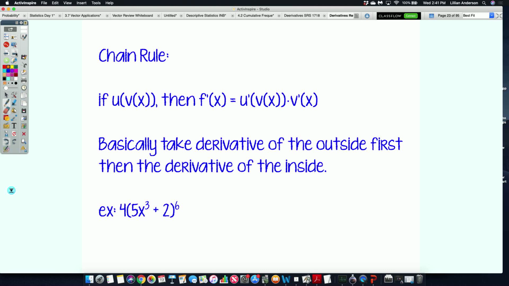Here we go. Remember, chain rule. It's when you basically have like a composite function. So you take the derivative of the outside with respect to the inside, and you multiply by the derivative of the inside. So do a couple together to refresh your memory. Now let's do some on your own.